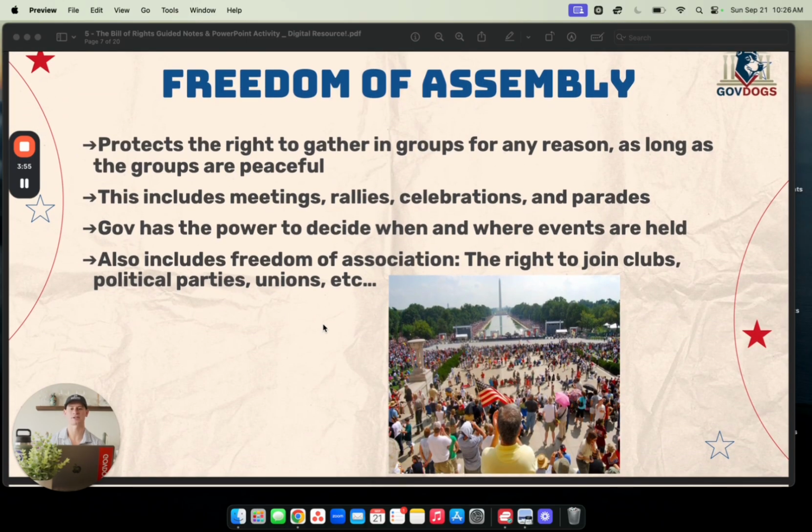Freedom of assembly protects the right to gather in groups for any reason as long as the groups are peaceful. This is a very, very hot topic in 2025. What is assembly that is legal and what is assembly that is not legal? So again, there are limits to this. You can't just get a group of people together and go protest climate change on the runway of Tampa International Airport. That's illegal. Can you, though, get a permit from the city and have some sort of demonstration down at Curtis Hickson Park?